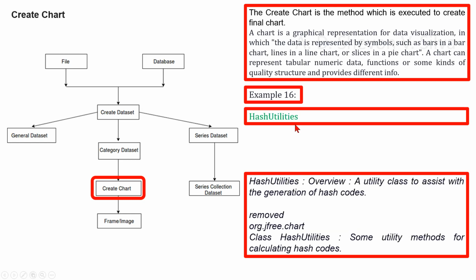Overview in hash utilities, the utility class that assists the generation of hash codes. The class hash utilities in org.jfree.chart. This class is now removed. This class has some utility methods for calculating hash codes. This class is now removed. And this class was first introduced in JFreeChart 1.0.3 and now it's removed.